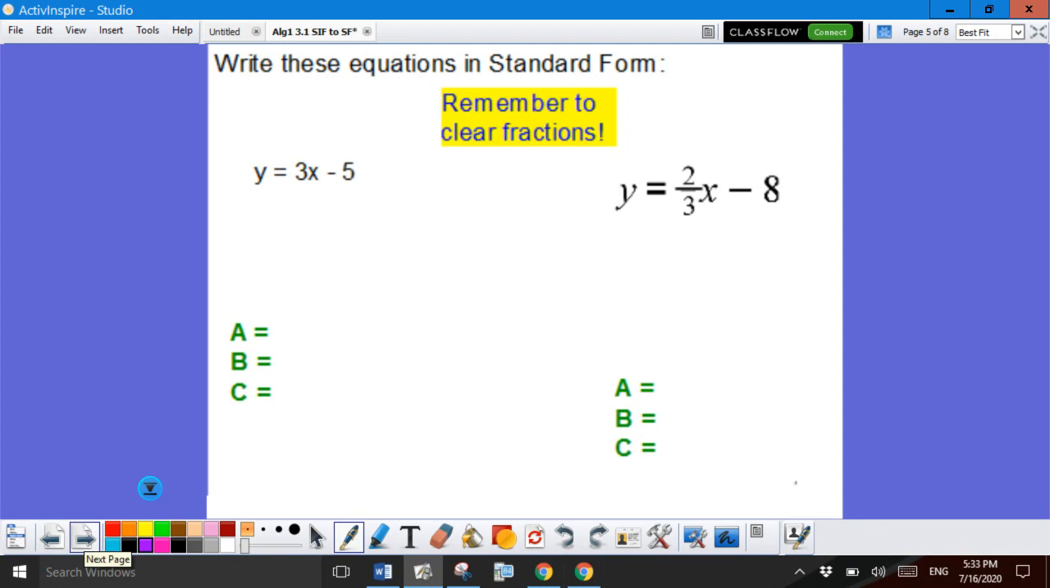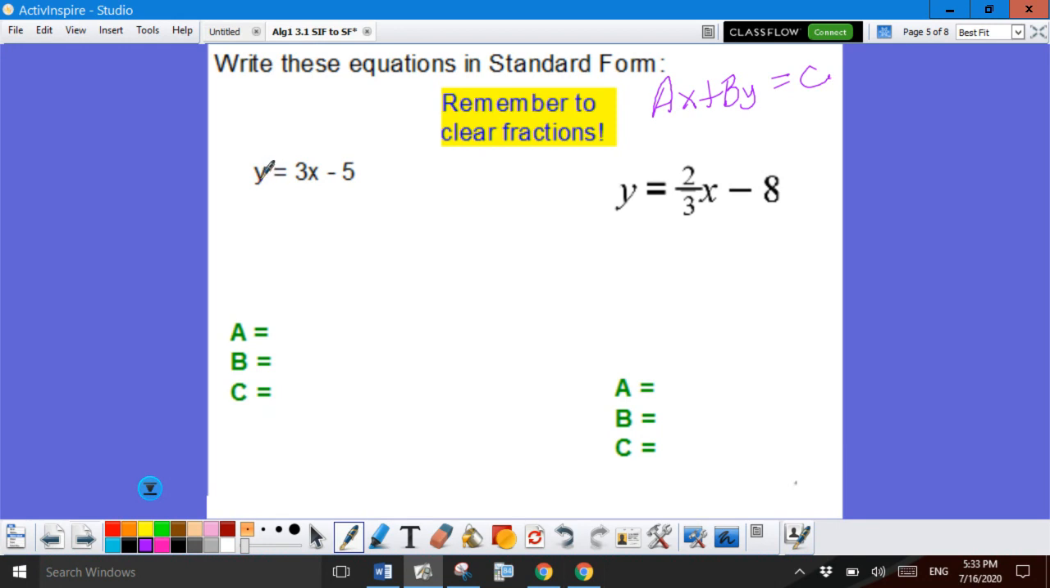Now, the goal of today is to be able to move back and forth between standard form and slope-intercept form. Okay, so remember, standard form is ax plus by equals c. And the only rule was there can't be any fractions. Okay, there cannot be any fractions. And x has to come first.